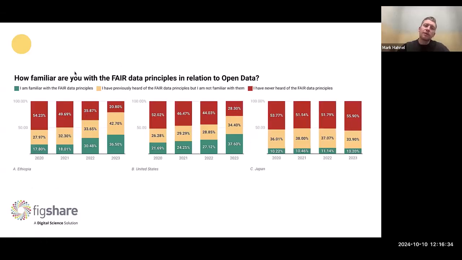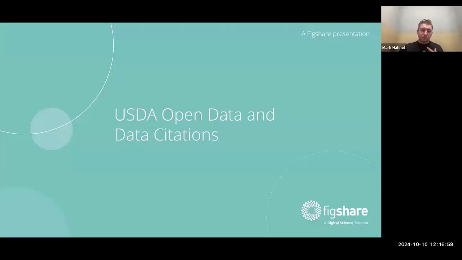And also, there's a concept of the FAIR principles: findable, accessible, interoperable, and reusable data. If you haven't heard of FAIR principles, don't worry. Only 37% of United States respondents had, but you can see that there are differences in different countries. So some of your colleagues in different countries may not be as familiar with this idea of needing to make their data available and the reasons to do so as you are.